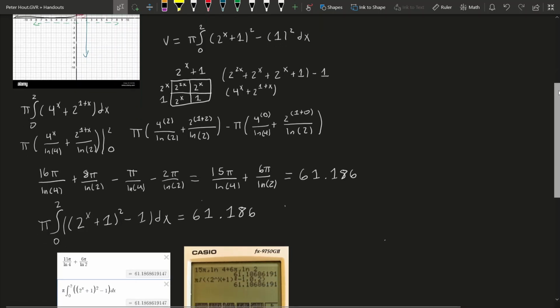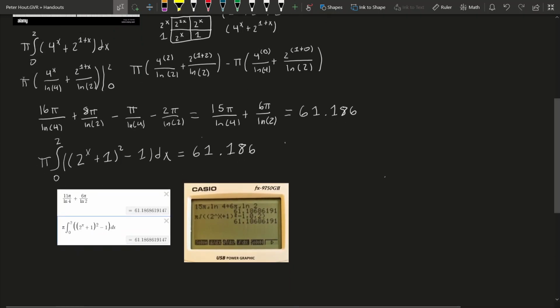We can then integrate that. When we integrate that, we get pi, since it's on the outside, times the integrated inside: 4 to the power of x over ln of 4, plus 2 to the power of 1 plus x over ln of 2, evaluated from 0 to 2. We plug those in, and we get pi times 4 to the power of 2 over ln of 4 plus 2 to the power of 1 plus 2 over ln of 2, subtracted by pi times 4 to the power of 0 over ln of 4 plus 2 to the power of 1 plus 0 over ln of 2.